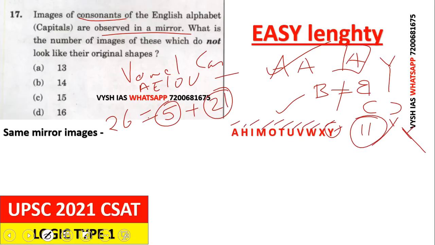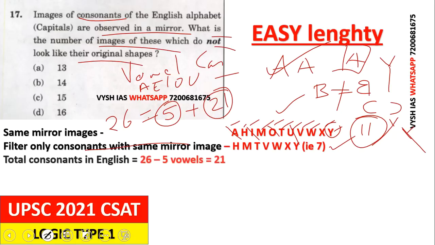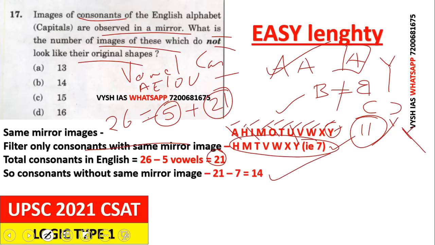But we don't need vowels. So cut the vowels A, I, O, U. 4 vowels you cut, so how many are left? 7 are left: H, M, T, V, W, X, Y. These are all consonants with the same mirror image. But the question is, what is the number of images of those which do not look like their own shape? I told you already we have 21 consonants, and in that 7 consonants look the same as their shape. So 21 minus 7, 14 do not look like their own shape.